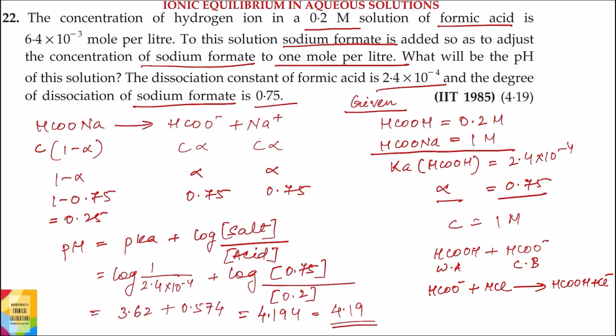Here, in pH is equal to pKa plus log salt by acid, the concentration of the salt is actually the concentration of this conjugate base in the solution. Therefore, here the concentration of the salt is taken as 0.75.